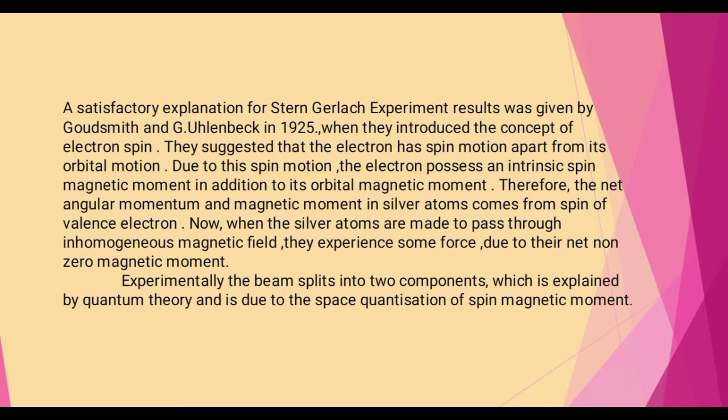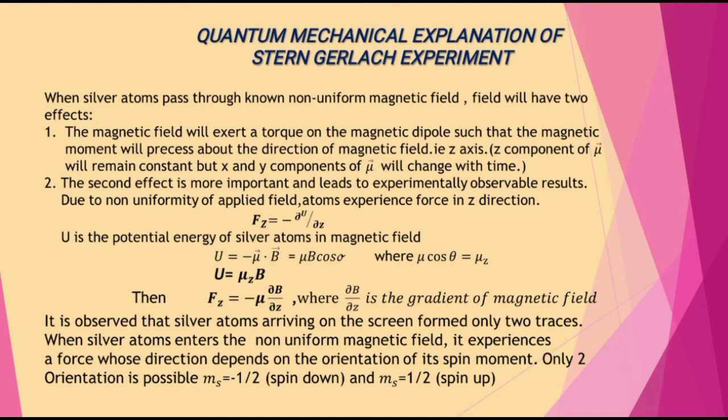Now, when the silver atoms are made to pass through a non-homogeneous magnetic field, they experience some kind of force due to their net non-zero magnetic moment. And experimentally, this beam splits into two components, which is explained by quantum theory, and this is due to the space quantization of the spin magnetic moment. Now we can discuss the quantum mechanical explanation of the Stern-Gerlach experiment.